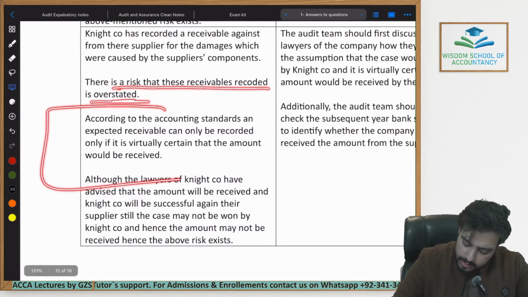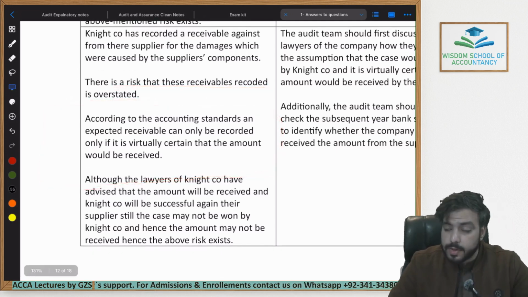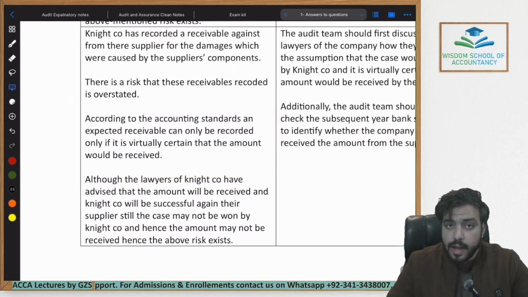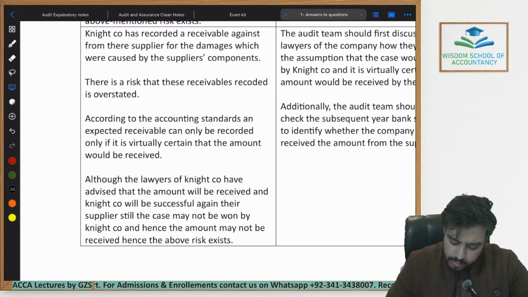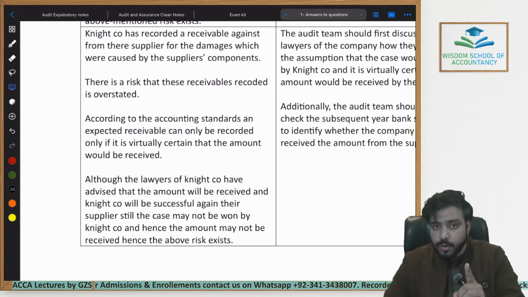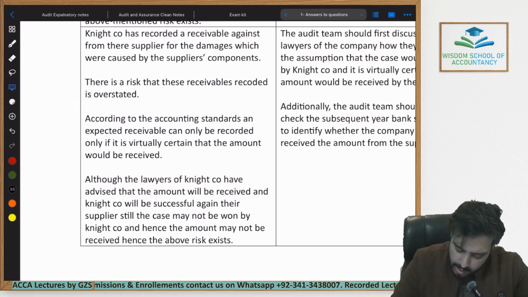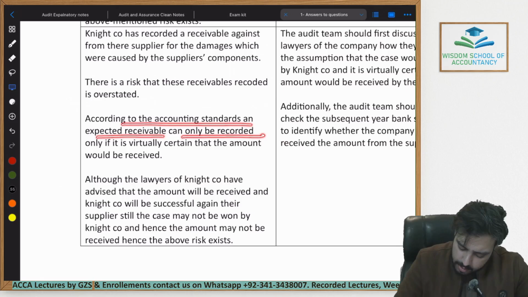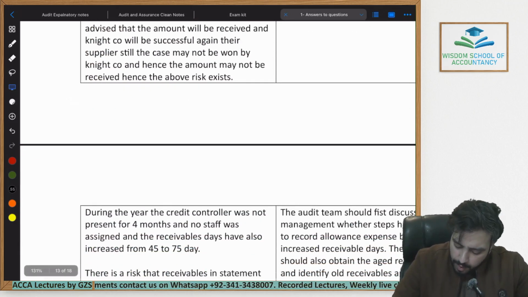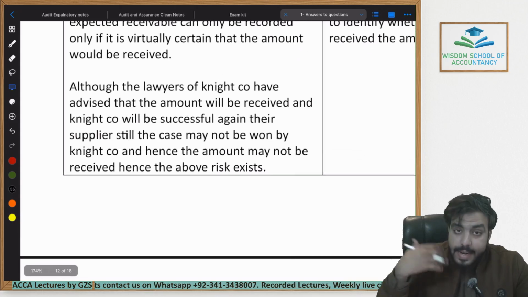Now, what does the accounting standard say related to this situation? An asset can only be recorded if it is virtually certain. According to the accounting standards, an expected receivable can only be recorded if it is virtually certain that the amount would be received. And why have I created this risk? Let's move towards that now.